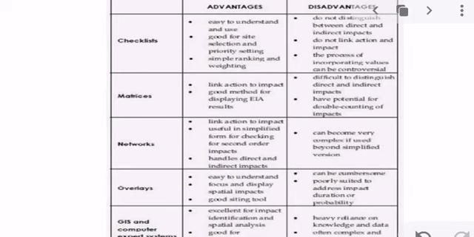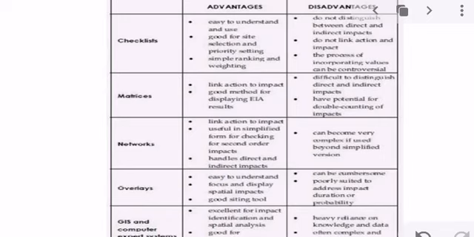And some of the disadvantages. For the checklist, it does not distinguish between direct and indirect impacts. Checklists are mostly done during screening and scoping time. And they do not link actions and impacts. In matrices, it is difficult to distinguish direct and indirect impacts. Networks can become very complex if used beyond the simplified version.